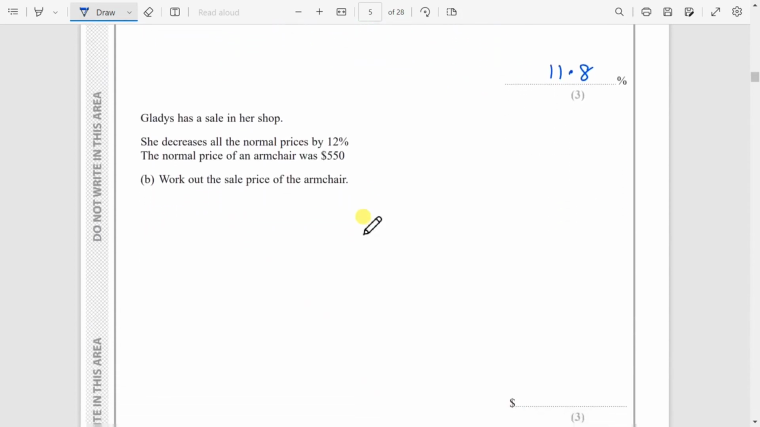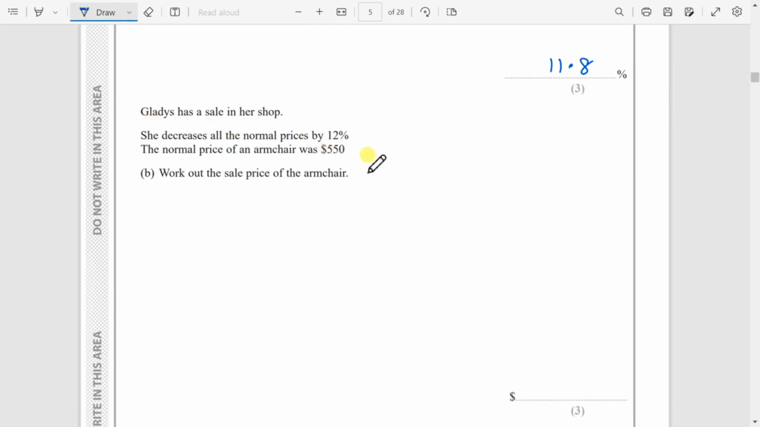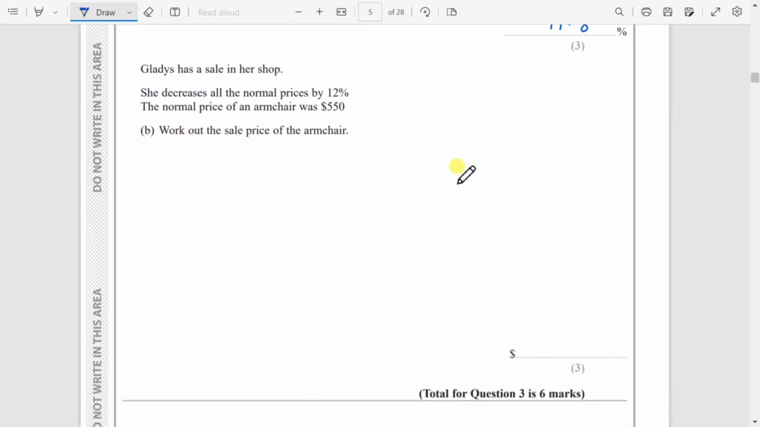Gladys has a sale in the shop. Now she decreases all the normal prices by 12%. The normal price of the armchair was $550. Work out the sale price. Now when you have a question like this, I like to use my classic OV and NV formula, guys.